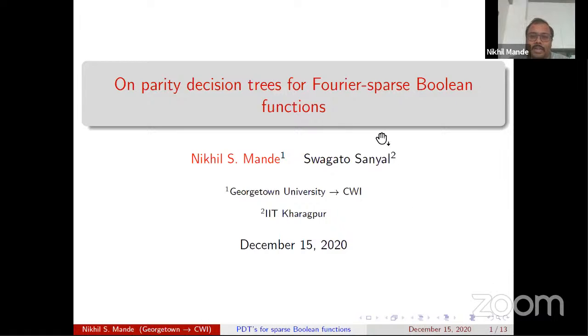Okay, so the first few minutes, I'll try to explain what Fourier sparse Boolean functions are. After that, I'll try to explain what parity decision trees are. And then I'll spend a little time telling you why we care about parity decision trees for Fourier sparse Boolean functions, after which I'll be able to sketch our main theorems and some conclusions.